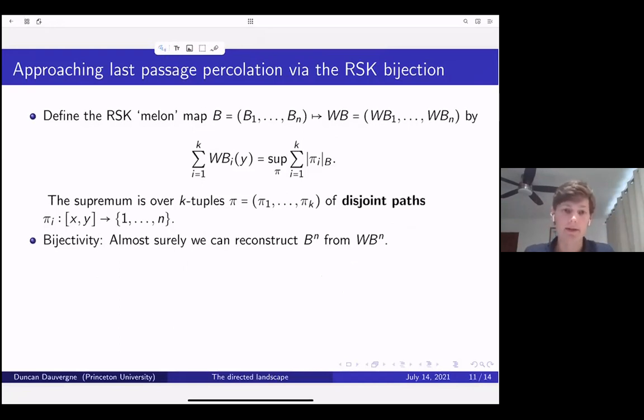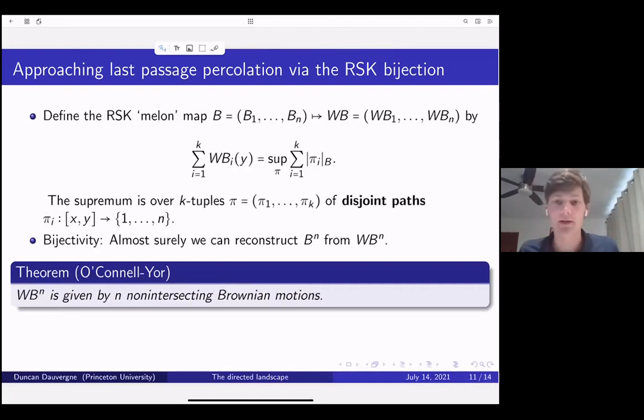So the other thing about this map is the RSK map has many miraculous features. One feature is when you start with Brownian motions, almost surely you can reconstruct your original Brownian motions from this melon WB. So it's a bijection, you can go from one side to the other and back. This is an almost sure property. You could come up with functions without this property, but for Brownian motions, it's almost sure.